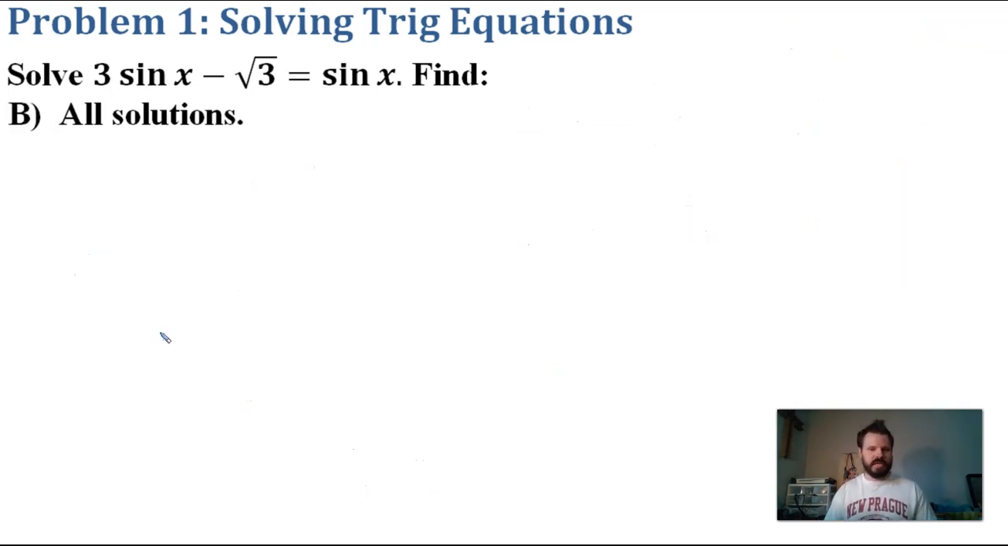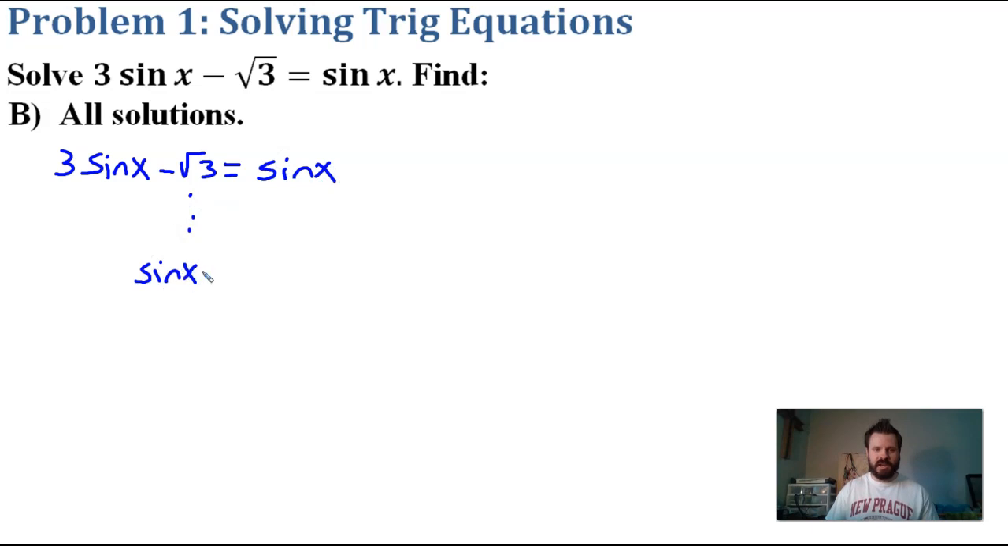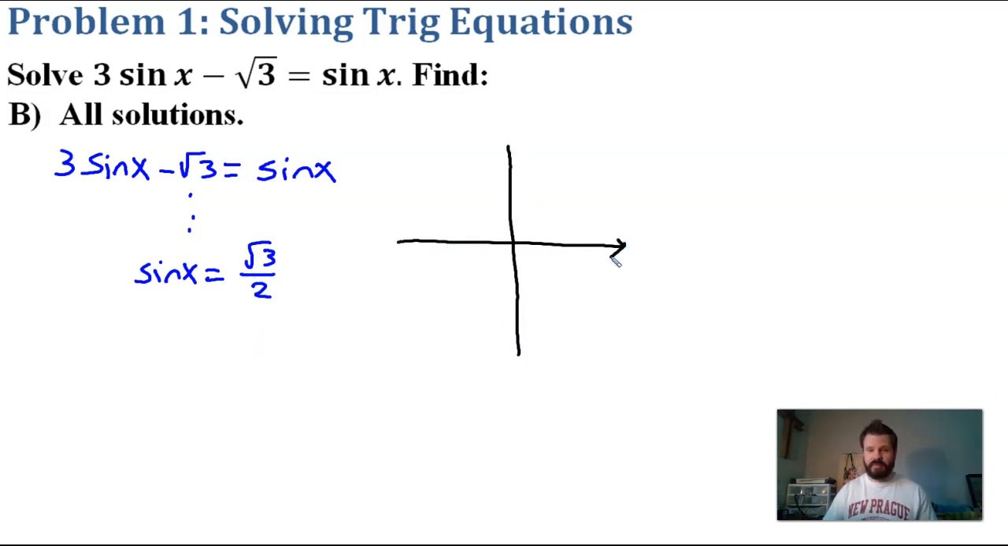All right, so for part B, the difference is instead of finding all solutions on the interval 0 to 2 pi, we're going to express all the infinite possible solutions to this equation. Same equation, which turned into sine of x equals root 3 over 2. Same solutions to kind of start off with.